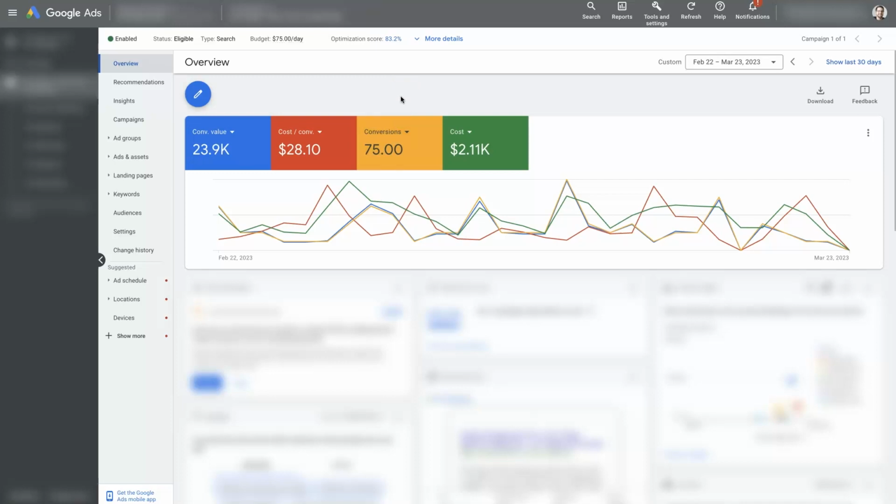But that's basically what's happening with the budget here. Google's taking our daily ad spend budget that we give it. So if we say it's $10 a day, then it wouldn't spend more than $20 in any given day.